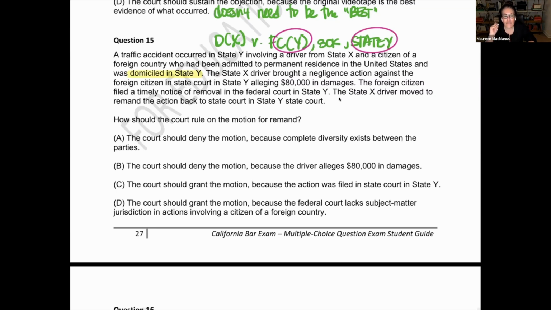The foreign citizen filed a timely notice of removal in the federal court in state Y. The state X driver moved to remand the action back to state court in state Y.